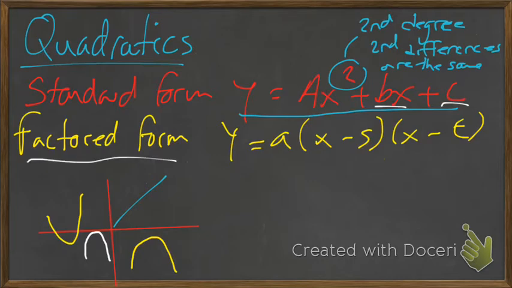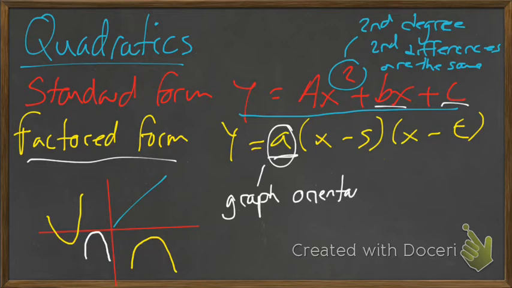When we have factored form, we're taking that ax squared plus bx plus c and turning it into a factored equation, which is right here. So this a determines graph orientation. So if it's positive, the graph will open up and make a happy face. And if it's negative, the graph will open down and be a sad face. Well, that parabola looks terrible, so I'll draw it again.